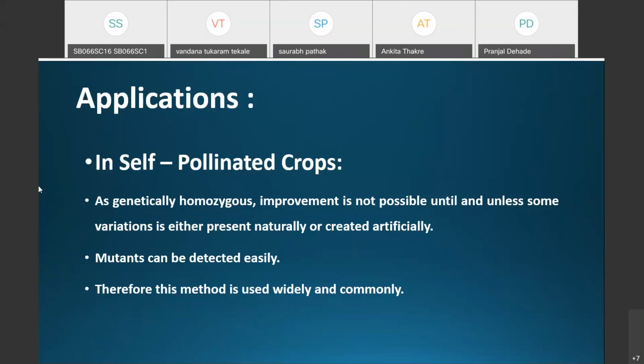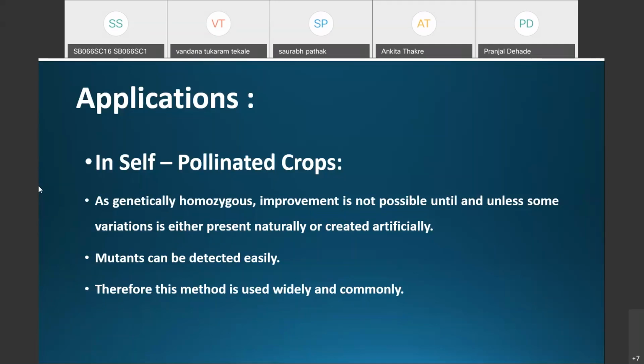But the self pollinated crops are naturally homozygous, and that's why, as these are homozygous, even the slightest variation in their character can be detected easily. If we are using the mutation breeding in the self pollinated crops, then it is very easy to observe the different types of the variations which arise due to the mutation breeding.